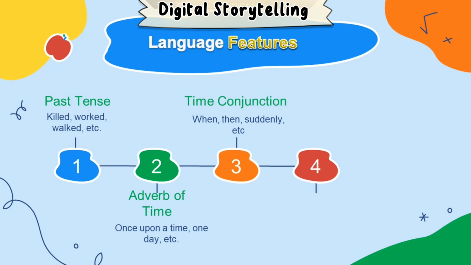Third is time conjunction. The examples are when, then, suddenly, and etc. And the last is direct speech. This is the example of direct speech. Snowet said, "My name is Snowet."